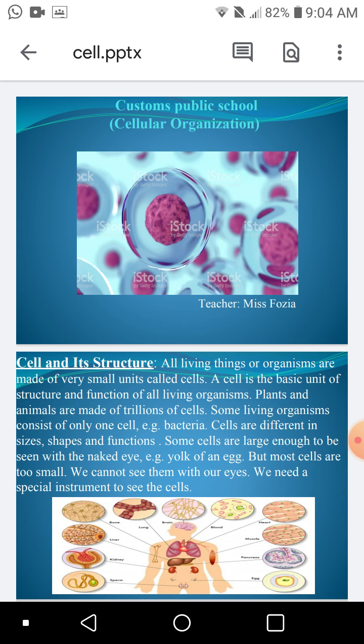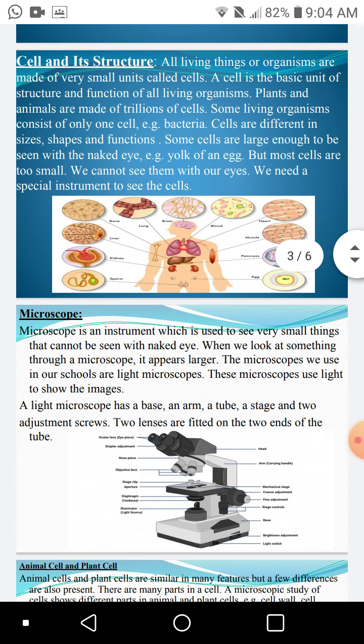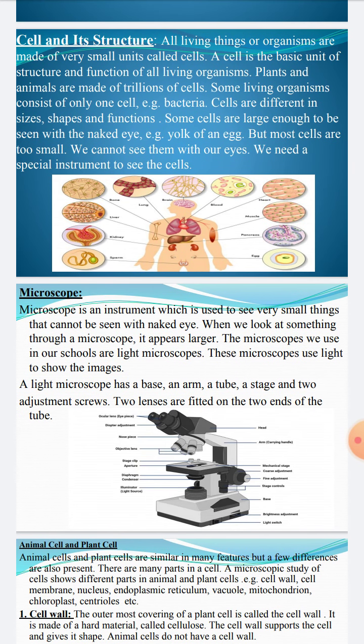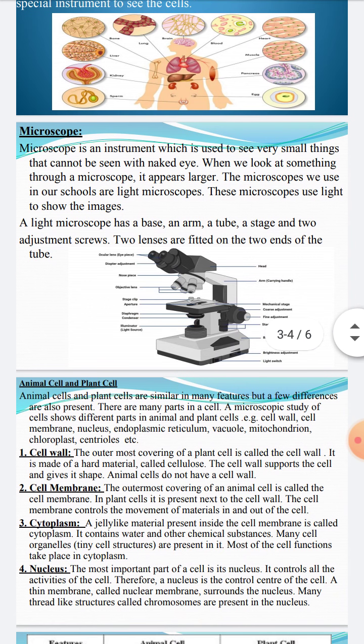What is a microscope? A microscope is an instrument that is used to see small things that can't be seen through the naked eye. We can view an object up to 1500 times bigger than its original size. These microscopes use light to see images. A microscope has a base, arm, tube, stage, and two adjustment screws. Two lenses are fitted on the two ends of the tube.